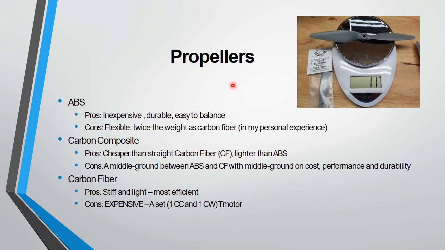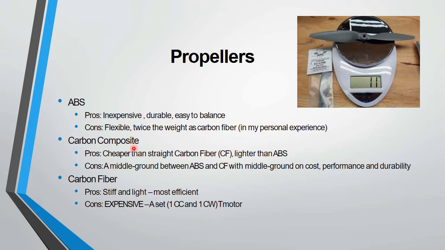And next is now propellers. These are the propellers, and ABS propellers. When looking for propellers, you must find the ones that match the frame of your drone and pay attention to materials. You would find wooden propellers, but you must make sure the ones you choose are a good fit. ABS pros: inexpensive, durable, easy to balance also. Cons: flexible, twice the weight of carbon fiber in my personal experience.